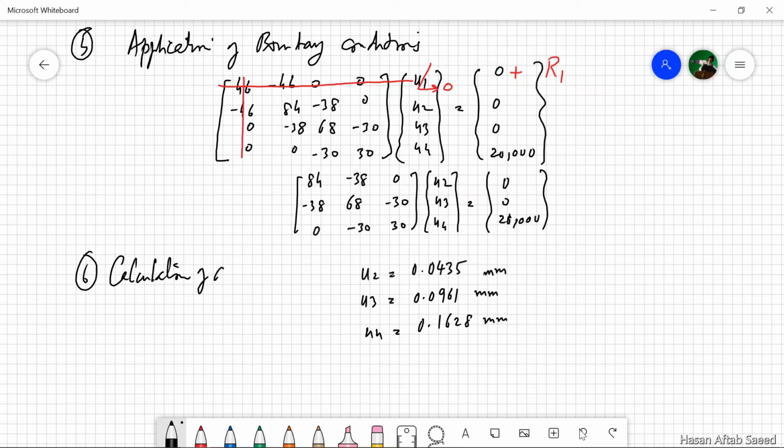Calculation of displacement values. And add to this U1 is equal to 0 that you already know. This is your step 6.